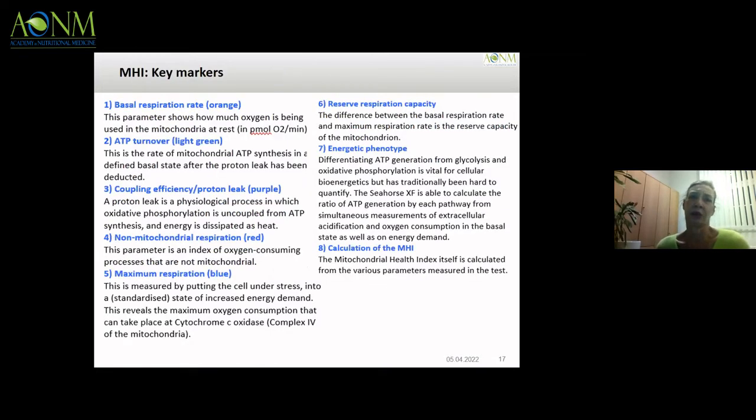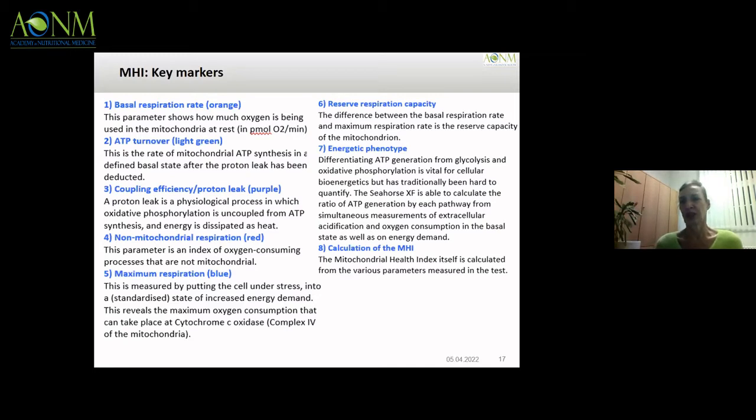So the key parameters, and I don't go into the detail now, are the basal respiration rate, that is how much ATP is produced in the cell without energy demand. Then how much of this oxygen consumption can really be used for ATP. That is the coupling efficiency. The proton leak: is all the oxygen turned into ATP, or do you have loss? Then there is the non-mitochondrial respiration, a very important parameter.